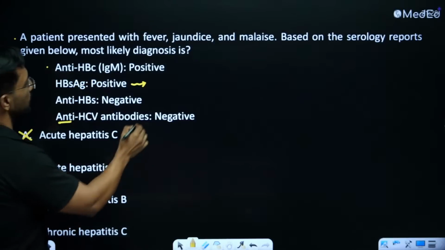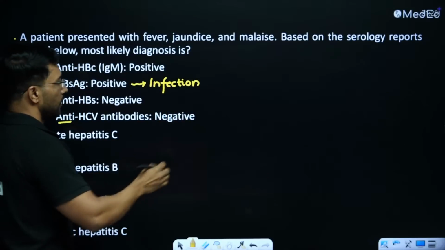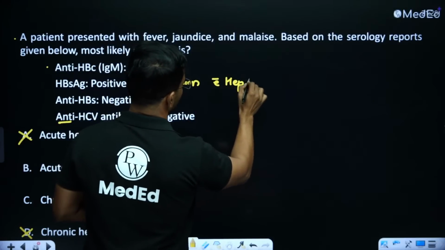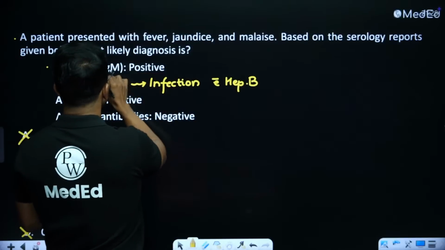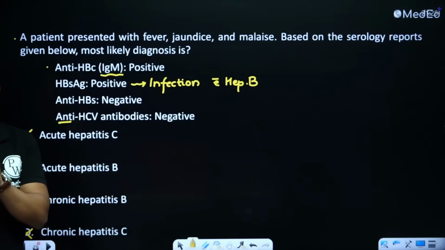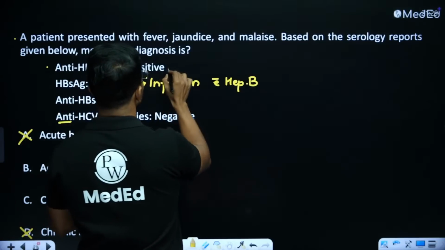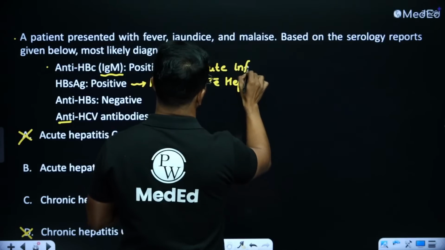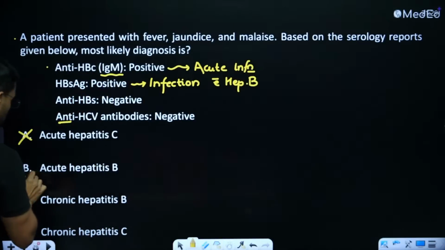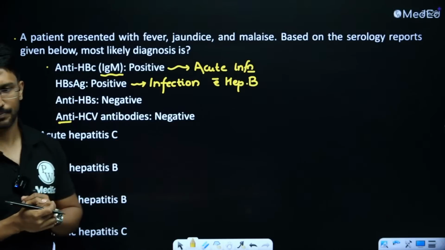So here HBsAg positivity means we are dealing with infection with Hep B. It doesn't tell whether it is acute or chronic. So what helps you to tell whether it is acute or chronic? It is the anti-HBc IgM and IgG. If I have anti-HBc IgM positive, it is always indicative of acute. And if it is IgG positive, then it is suggestive of chronic. So here IgM positive is suggestive of acute infection with hepatitis B. So our answer here is going to be acute hepatitis B. If it was IgG, I would have gone ahead with chronic hepatitis B.